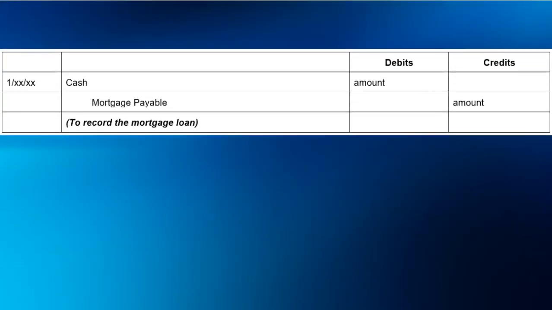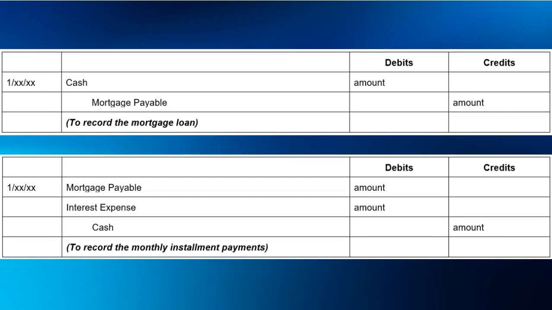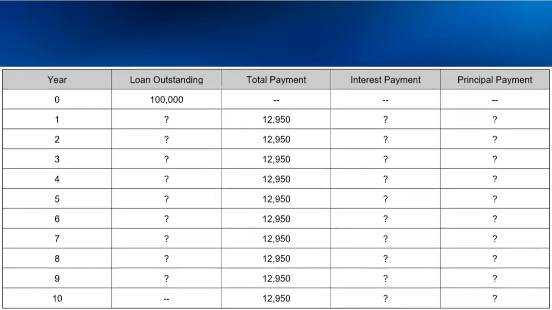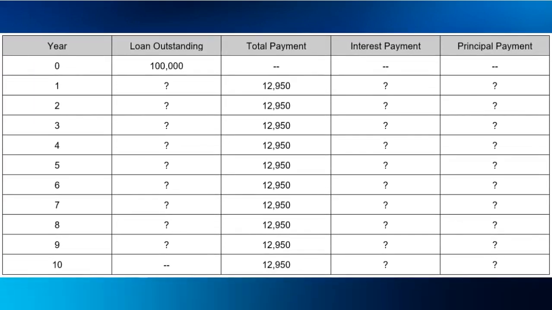Let's look at an example. Let's say that Xavier took out a mortgage loan for his garage. In his first journal entry, he would debit his cash account and then credit a mortgage payable account. The next journal entry would be for the first installment of the mortgage, debiting both mortgage payable and interest expense and then crediting the cash account. To determine what those amounts would be, Xavier would need an amortization schedule. Normally, he would get that from the bank.